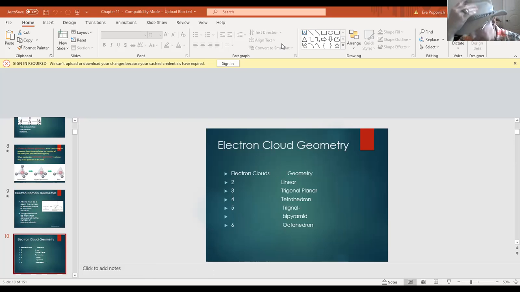So basically, an electron cloud is any lone pair or any bonding pair of electrons. A single, double, or triple bond counts as one electron cloud. Each lone pair counts as one electron cloud. So if you count the number of things around the center atom, that sets the overall geometry of the molecule, or what I call the electron geometry. Does that make sense to you, Gabe?